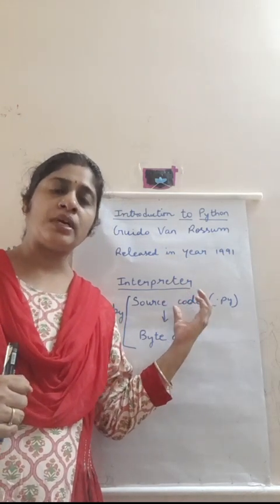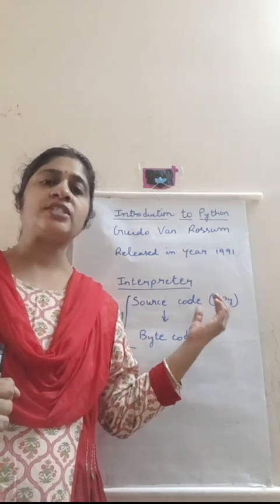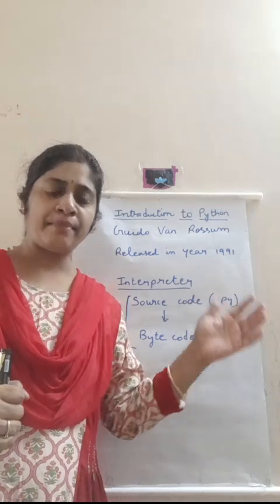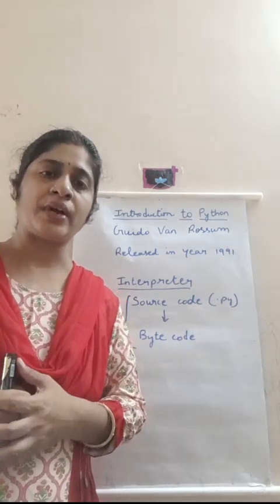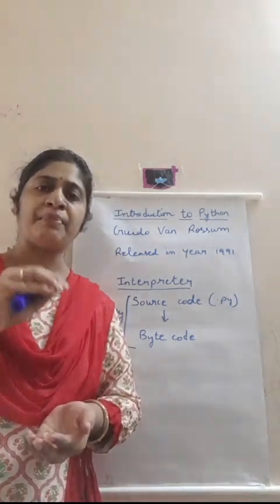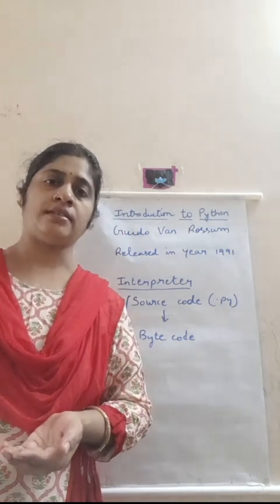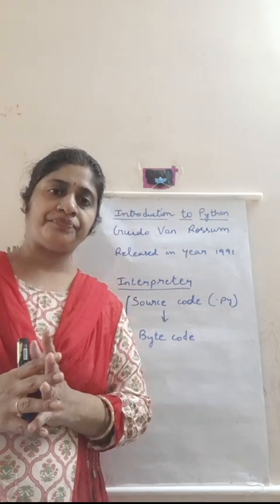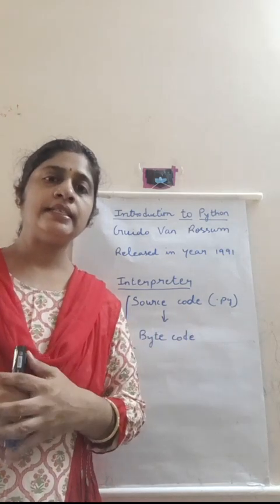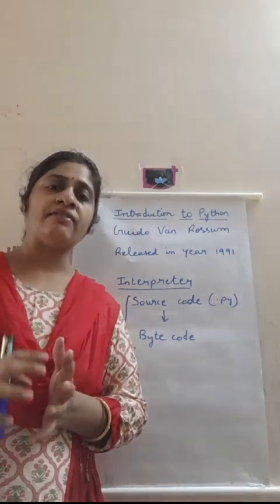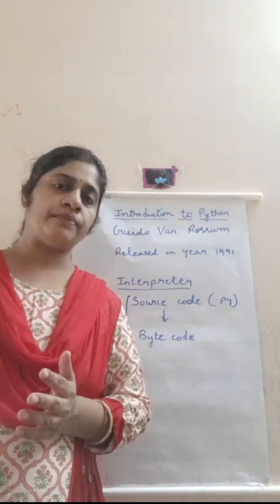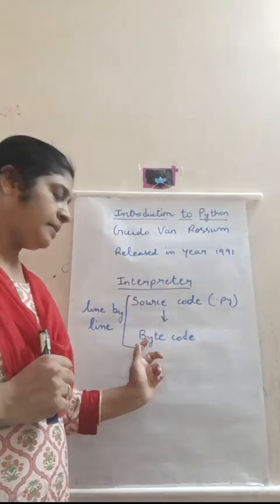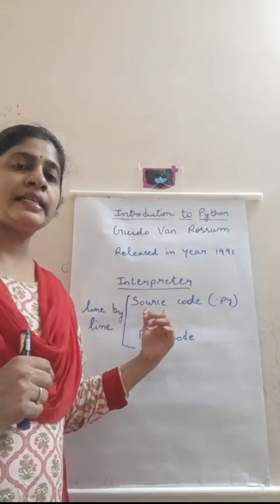Now, how an interpreter works is it interprets line by line. It checks for errors as well as converts the source code into byte code line by line. If there is any error in any line, it will display that particular line number. It won't go further for execution. It will stop there and give you the line number where the error has occurred. So that is the work of an interpreter. It converts your source code into byte code line by line. So Python is an interpreted language.